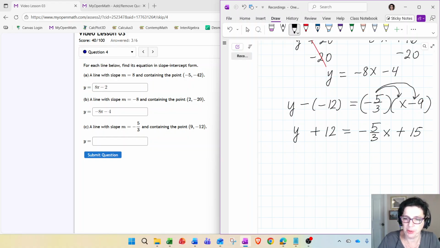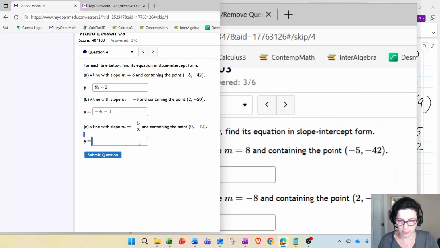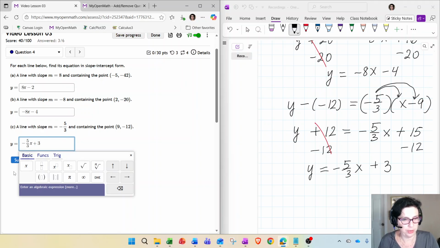The last step is to do the operation opposite to adding 12, which is subtracting 12. So we're going to do that from both sides. It's going to cancel here. And then we're going to get negative 5/3 x. So 15 minus 12, if you use a calculator, you will see that that's 3. So that's the last example. And let's see if we can check our answer to see if that's right.